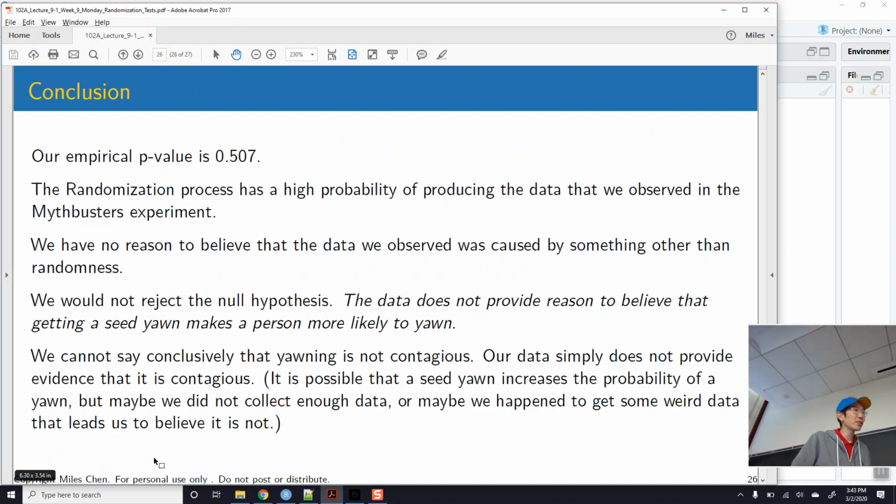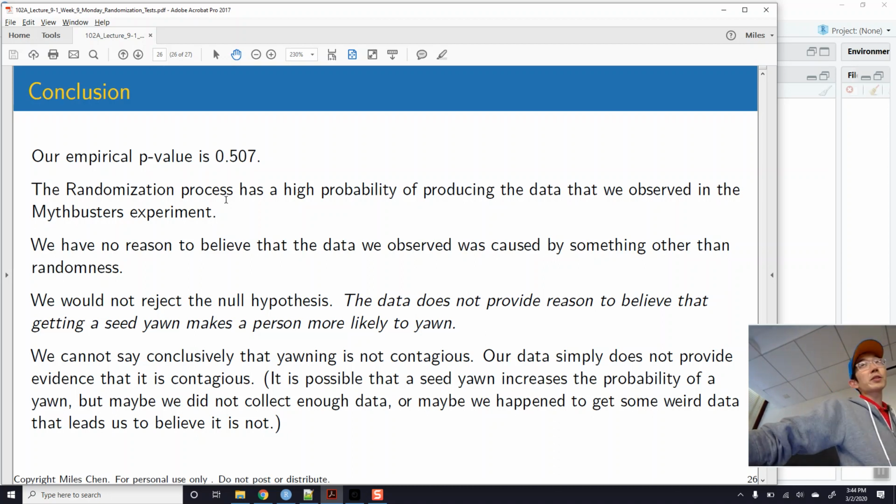So after 10,000 of these randomizations, over 5,000 of them produced a difference of 0.044 or larger. This basically means the randomization process has a high probability of producing the data we observed in the Mythbusters experiment. So we have no reason to believe that the data we observed, that difference of 0.044, was caused by something other than randomness. All we've shown is that randomization could produce this difference very easily. So we would not reject the null hypothesis. The data does not provide reason to believe that getting a seed yawn makes a person more likely to yawn. All right.